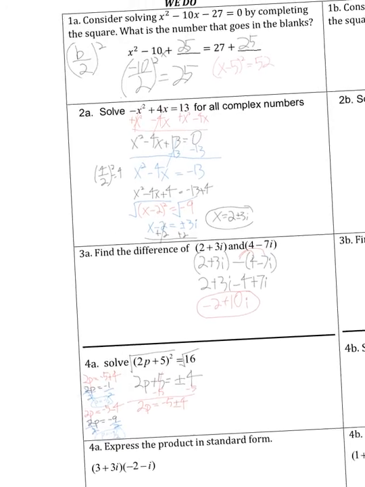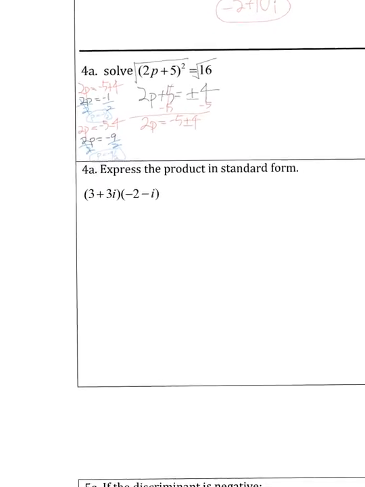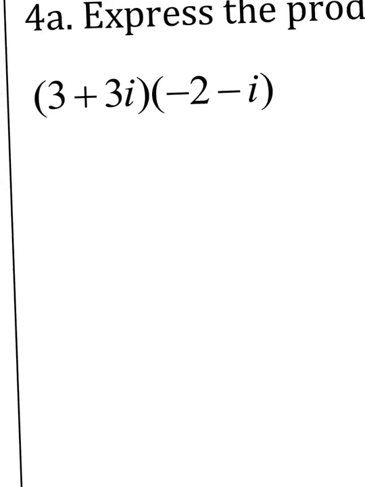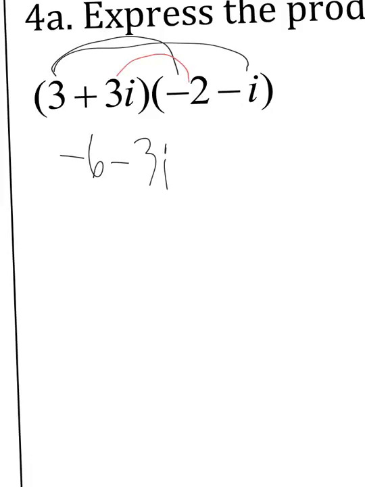So, these are numbered wrong, 4a to 4a. Who cares? Express the product in standard form. All right. Make sure you multiply everything. So, what's 3 times negative 2? That's negative 6. What's 3 times negative i? That's negative 3i. What is 3i times negative 2? That's going to be negative 6i. What is 3i times negative i? That's negative 3i squared. All right?